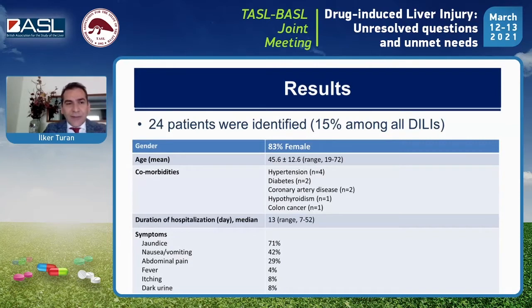In results, 24 patients were identified, which represents 15% among all DILIs. As you can see, most patients were female. Mean age was 45, and some patients had several comorbidities, including diabetes, hypertension, and others. The median duration of hospitalization was 13 days, and the most reported symptom was jaundice, which about 70% of patients suffered. You can see the other symptoms here.